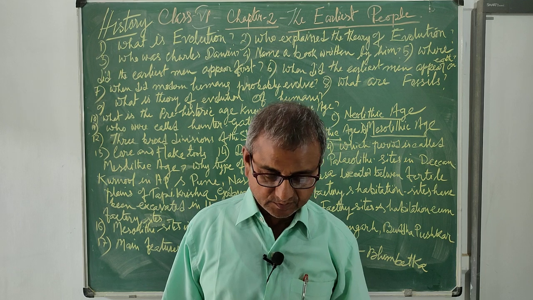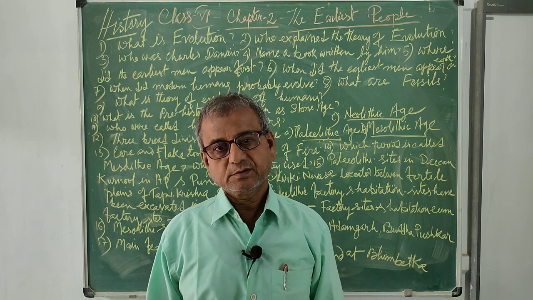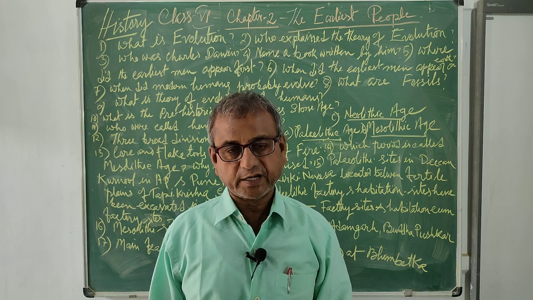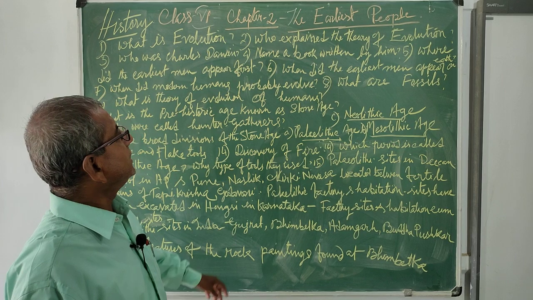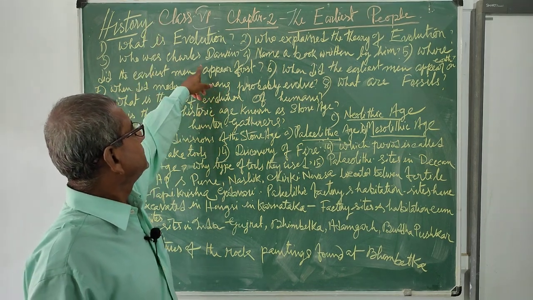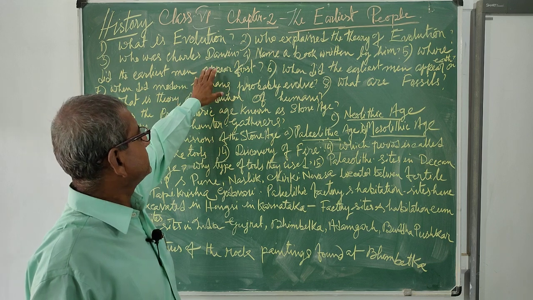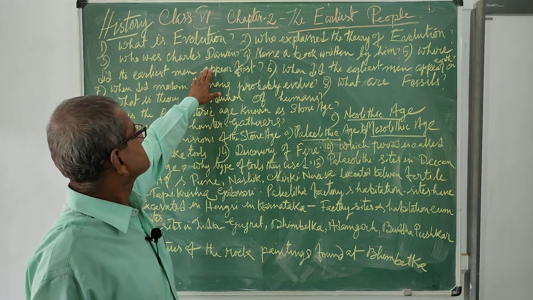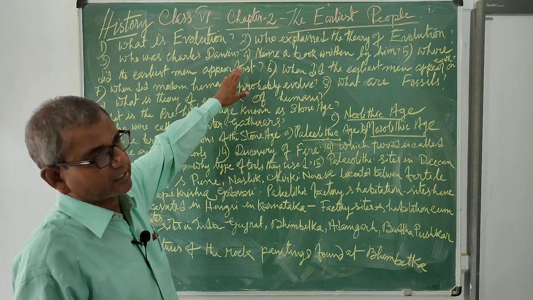The evolution of man was made through stages. It is a long process of evolution, and gradually they appeared on earth. This process of evolution of human beings through stages can be called evolution.